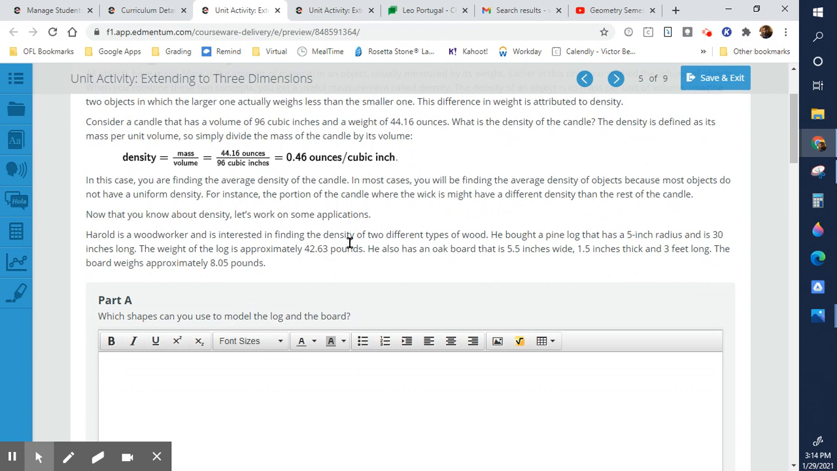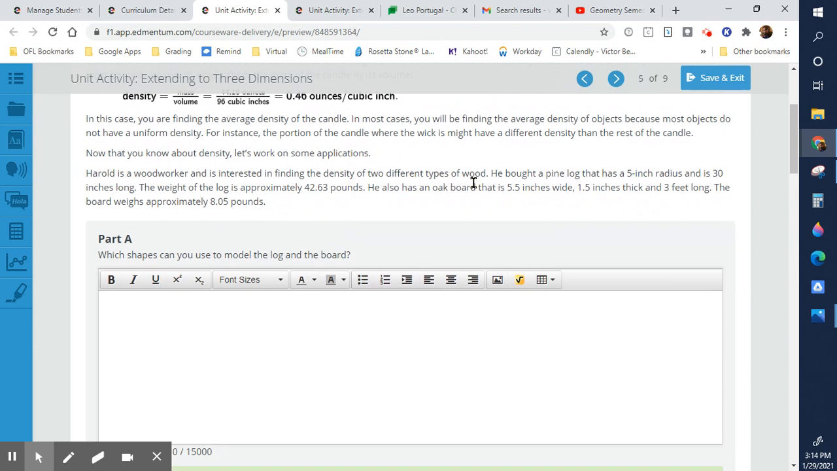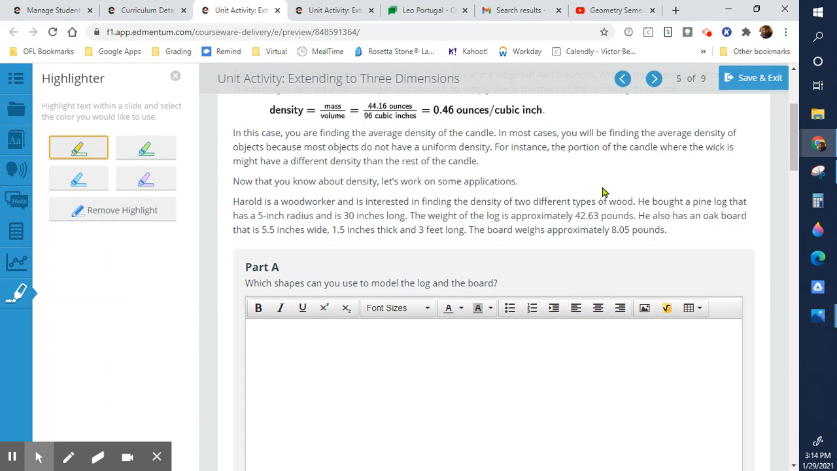Now let's use density in a way we can see it. Harold's a woodworker. He has two different types of wood. One of them is a pine log, so let's make sure we keep that separate. The pine log has a 5 centimeter radius and is 30 inches long. The other thing we're going to write down is the weight of this log, and we're going to need all that information together. It's 42.6 pounds. We're going to need that later.